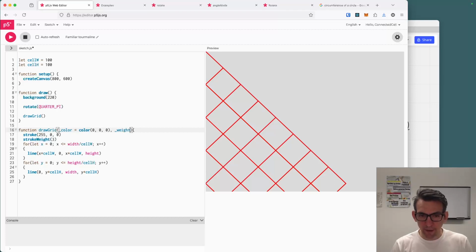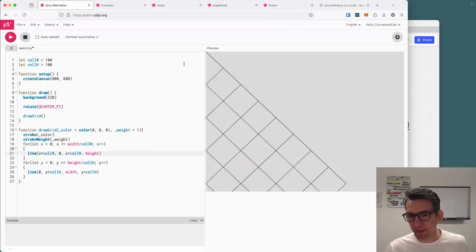So weight, and the default is going to be 1. Now, instead of saying, oh, draw it with the stroke of 255, 0, 0, I'm going to say draw it with color, whatever color I'm supplying. And if I'm not supplying it, then you're going to be using the default value, right? And draw it with weight. So like this, right? And again, whatever value I'm supplying, or if I'm not supplying anything, weight of 1. So if I run it like this, it's going to draw it in black with a stroke weight of 1 because I didn't supply anything specifically.